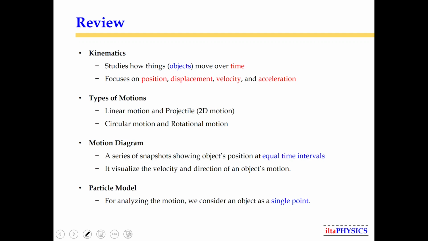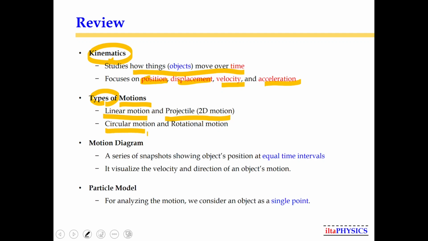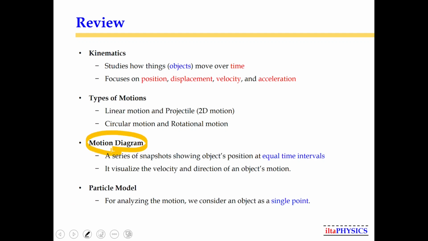In our previous lecture, we said that kinematics is the field of physics that describes and explains motion over time using parameters such as position, velocity, and acceleration. We also introduced the four types of motion that we'll be studying: linear motion, projectile motion in two dimensions, circular motion, and rotational motion. Finally, we introduced motion diagrams, using the particle model to represent motion. This model was very useful because it allowed us to visualize motion clearly without needing artistic skills. So, with that review in mind, let's add today's new material.